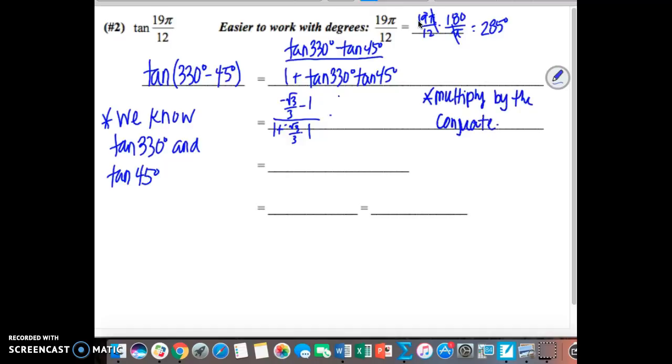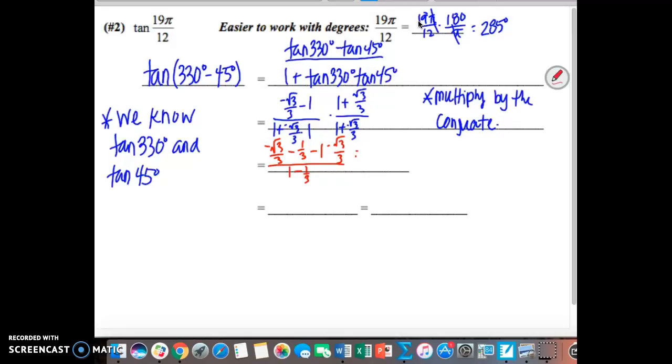So multiplying by the conjugate, we have 1 minus the square root of 3 over 3, or I'm sorry, 1 minus negative square root of 3 over 3, which is the same thing as 1 plus the square root of 3 over 3. Divide by 1 plus the square root of 3 over 3. So when we do this, we end up getting negative square root of 3 over 3 minus 1/3 minus 1 minus the square root of 3 over 3 in the numerator. And this is all divided by 1 minus 1/3 in the denominator.